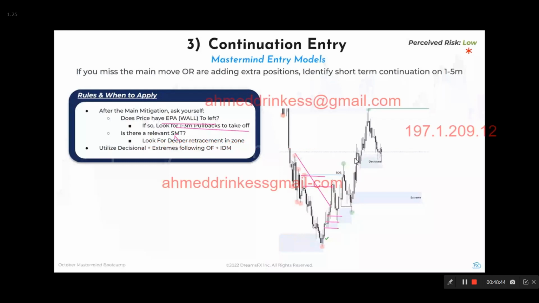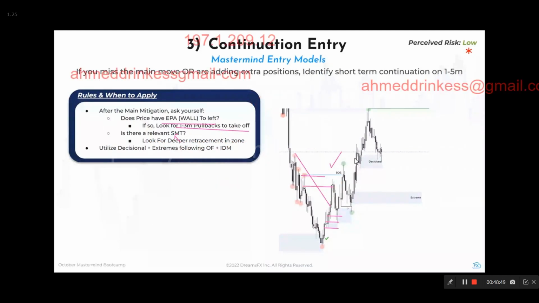Now, are we in a wall? Well, there's no imbalance, right? We're in a wall, yes. So what do we focus on? Focus on a pullback to the structure.